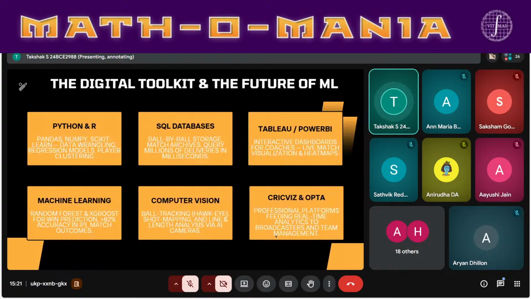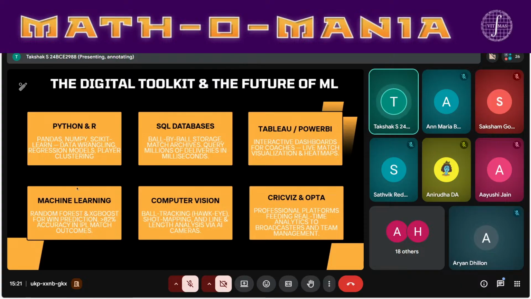And everything we have discussed so far, the shot distribution maps, the bowler selection matrix, the conditional probability matchup tables, the win probability curves, all of it depends on one thing: the ability to collect, store, process, and analyze enormous volumes of cricket data. And that ability depends on a digital toolkit that has been built up over the past 2 decades and is now extraordinarily sophisticated.